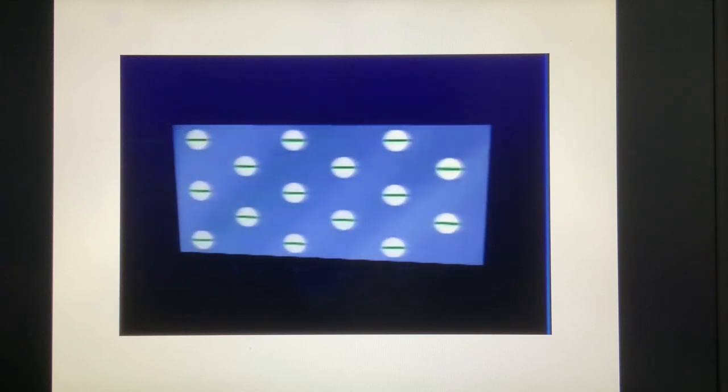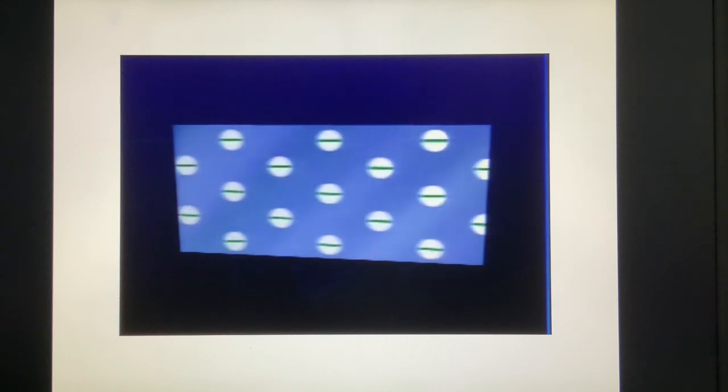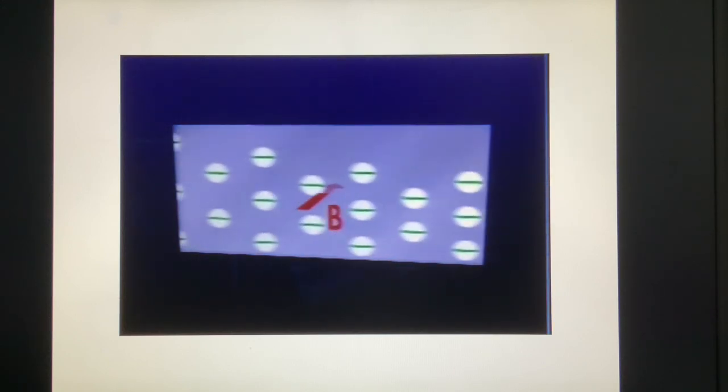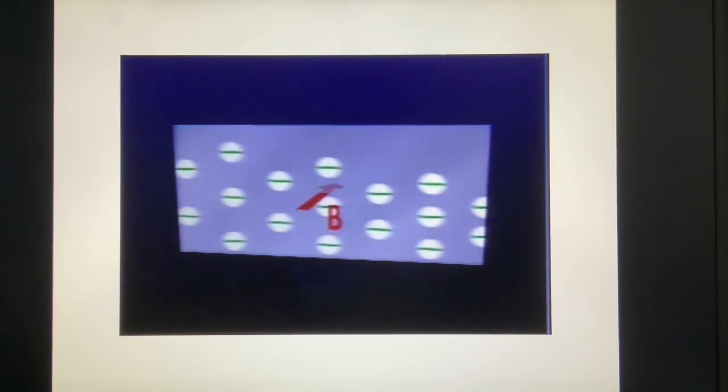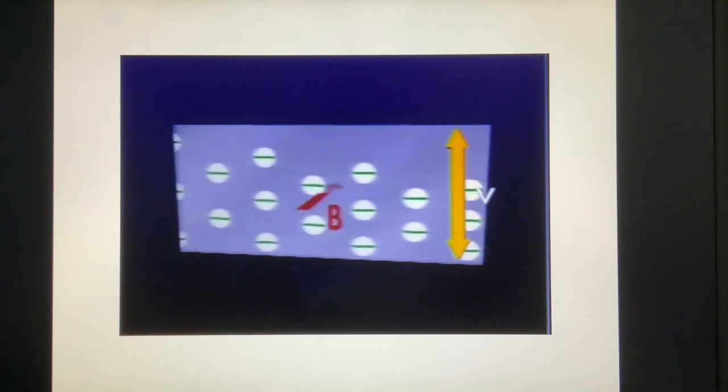This animation shows how the electrons flowing through the metal strip are deflected by the magnetic field. The electrons are pushed toward the bottom of the strip, resulting in an accumulation of electrons near the bottom and a voltage between the top and bottom of the strip.